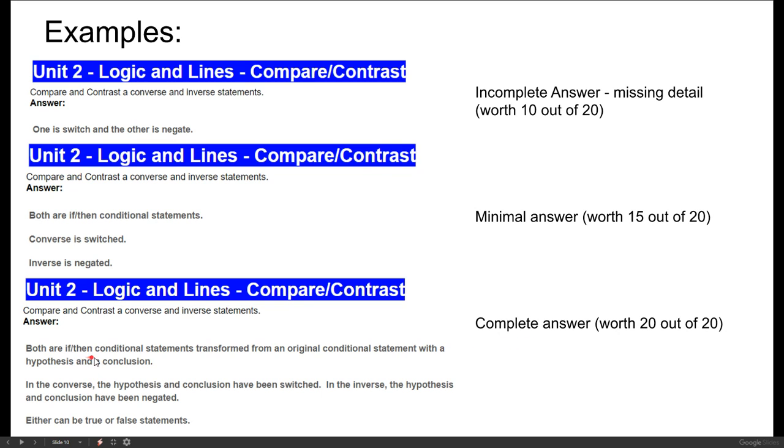Both are if-then conditional statements transformed from an original conditional statement with a hypothesis and conclusion. So it tells me where they came from. And then in the converse, what is switched, right? This one doesn't tell me what I'm switching. It just says switched. Here it tells me what I'm switching and what I'm switching in the inverse, or what I'm negating in the inverse. And then it even goes on to tell me that they can both be true or false statements.